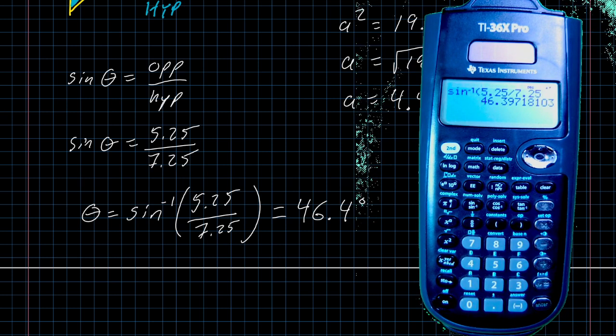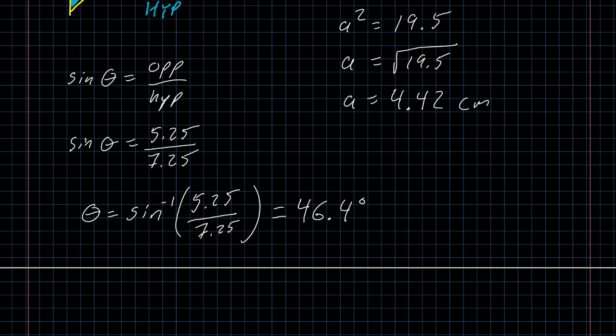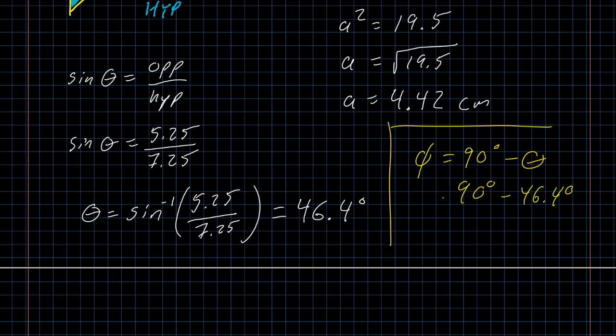Other than that, it works the same way. It gives me the same result. I just wanted to mention that that's another way that calculators can be built, so something you should be aware of. Anyway, now that we have that value, last thing we need is phi, which is still 90 degrees minus theta. Which in this case comes out as 43.6 degrees.